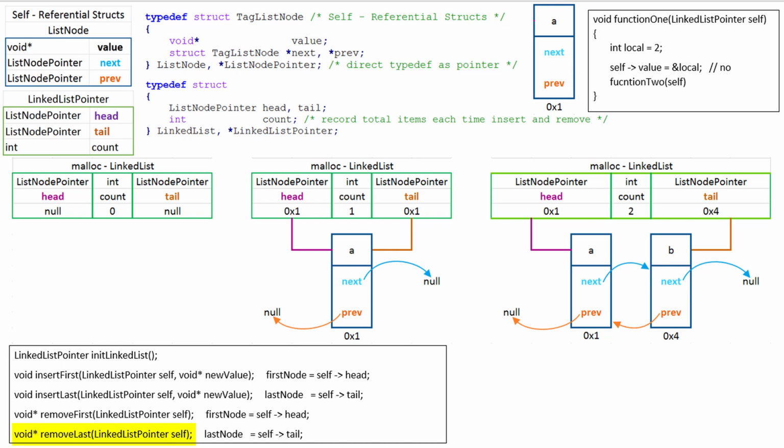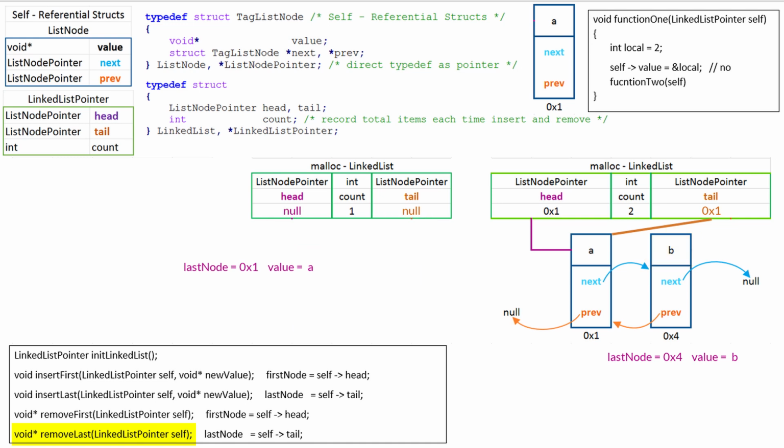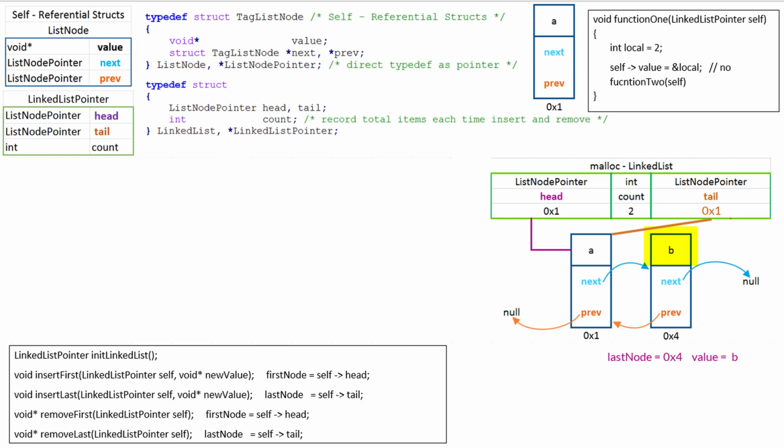Now let's look at removeLast. If it's not empty, our node value is the last node value. The last node previous address will be stored to the linked list tail. If there's one item, we just set the head address to null. Else, for this condition, we set null to the new tail next.